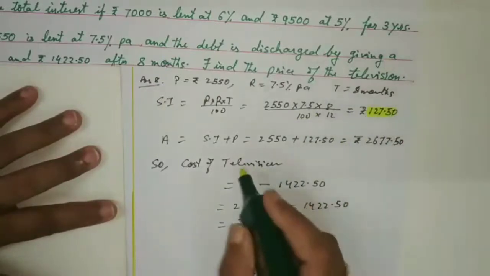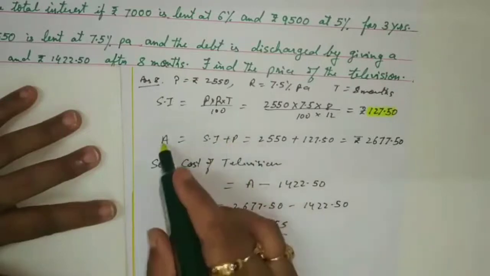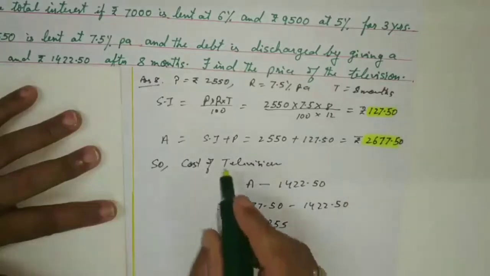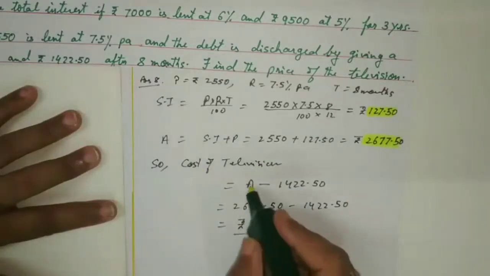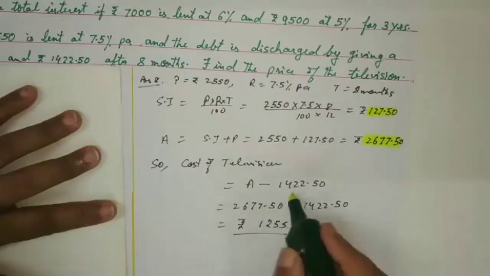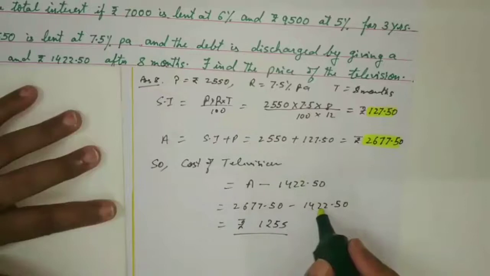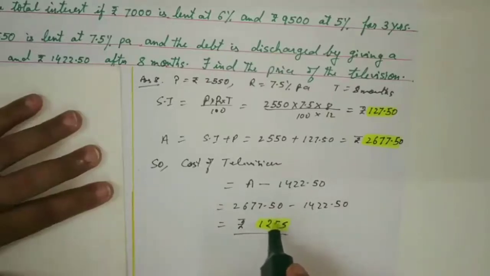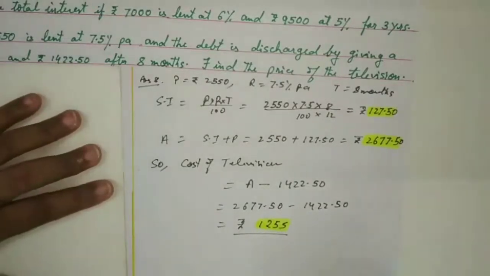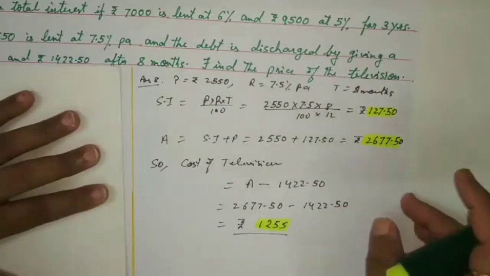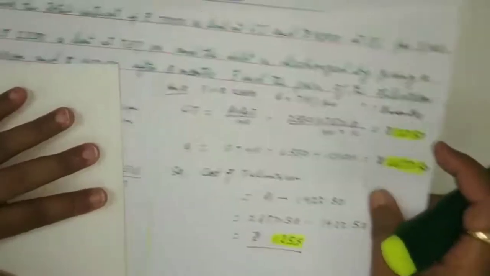Now what do we do? We add it up to the principal to get the amount, and that comes to 267750. And now we have to find the cost of the television, which is the amount minus the money paid in cash. So this money we write straight away here. We subtract the money that was given in the form of cash. So the rest of the value left becomes the cost of the television. Okay, the question is simple, but put in a very interesting manner, right? Next.